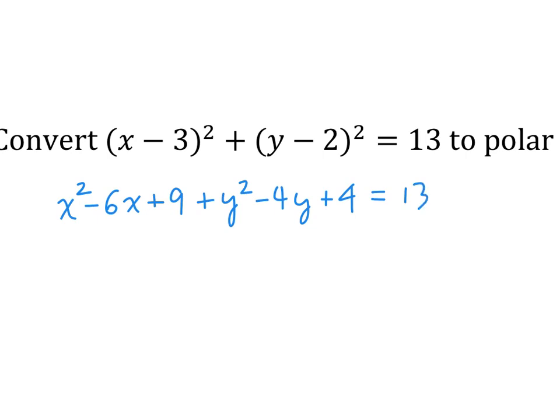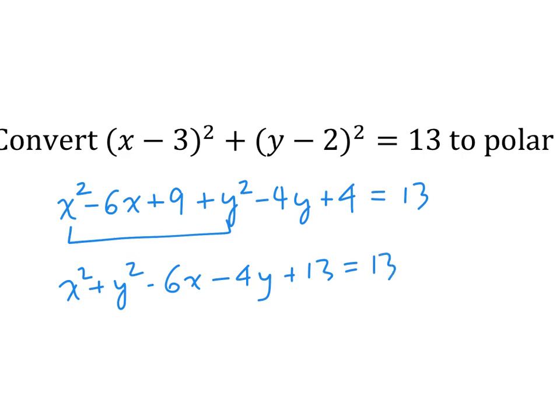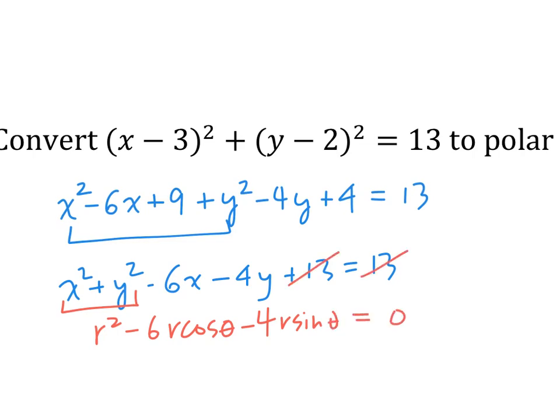Remember, I'm changing everything into r and theta, so all this x and y has to go. I know that x squared plus y squared is going to give me the r squared, so I'm going to move it together. And then I just leave everything here. 9 plus 4 is 13, and that's going to cancel my 13 on the other side. Okay, I'm going to change it over. X squared plus y squared is r squared, minus 6, what's x? R cosine theta. And then minus 4, and y is r sine theta. The 13 and the 13 are going to cancel, so it's equal to 0.